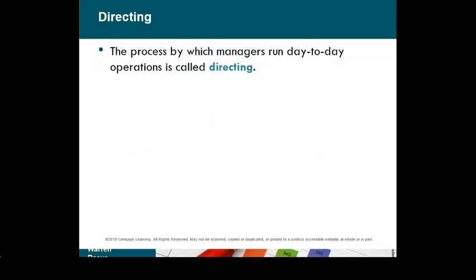The second process is directing. Once you have planned the objective and the goals for the company just now, the managers need to direct the plan towards the employee to implement it. Therefore, this is what we call as running day-to-day operation. So the manager must direct and lead the way so that the employees know how to achieve the objective and the goals just now.